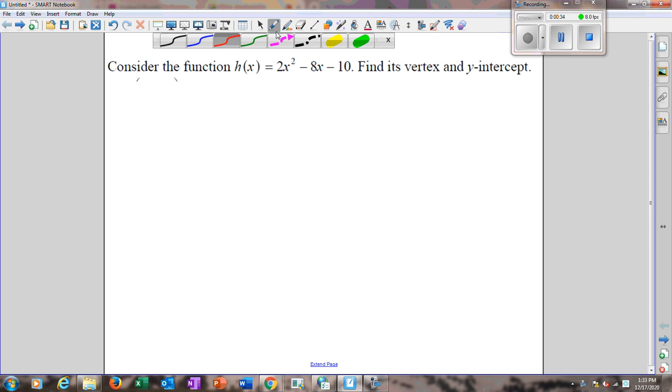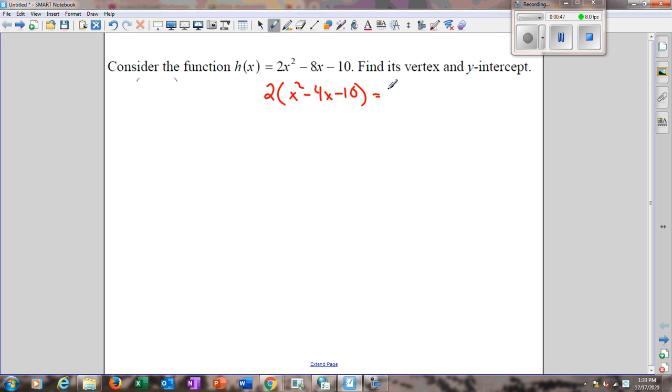So I'm going to pull a 2 out of every one of these terms. So that's going to give me 2 times x squared minus 4x minus 10, and now I can essentially just divide by the 2. So that's x squared minus 4x minus 10. And from here, I don't want to worry about this 2 so much anymore, but I'm now going to complete the square by grouping these two pieces together.